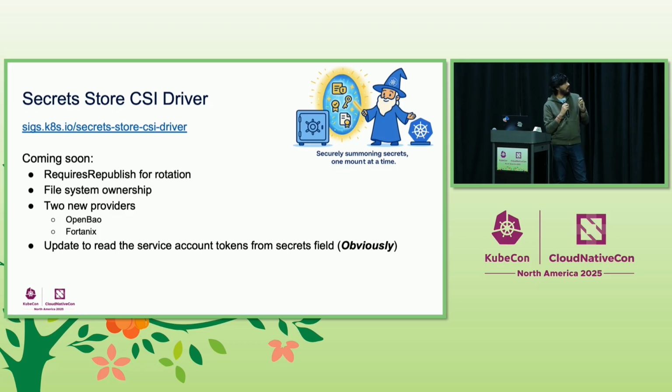Then in terms of the next feature, we have file system ownership. So today, for the files that get written, the container has to be root to be able to access them. But going forward, we would be able to configure that so that they don't have to run as root. And then we have a few providers in the pipeline that are getting added to the supported provider list. We already have about 7 to 8 of them, and so these will be 2 more. And then we are also going to implement the fix that we talked about in the previous gap.